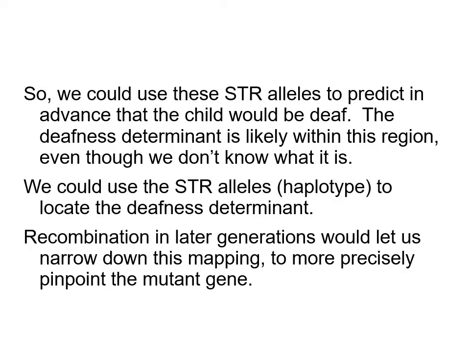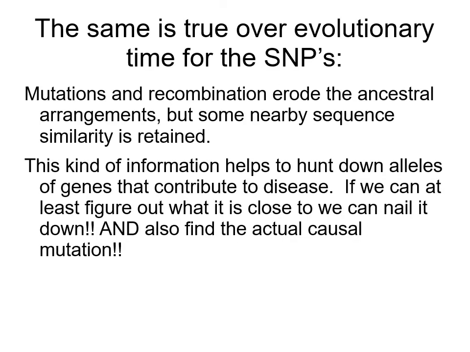Okay, so we could use these STR alleles to predict in advance that the child would be deaf, knowing that the parents are heterozygous for that particular mutation. Recombination in later generations would let us narrow down this mapping more precisely, ideally. The same is true over evolutionary time for SNPs. You will have mutations and you will have recombination that eventually erode the ancestral arrangement, but some nearby sequence similarity is retained. This is what helps us hunt down the disease gene. If we can figure out what it's close to, which haplotype it's associated with, we can then nail it down and find the actual causal mutation.